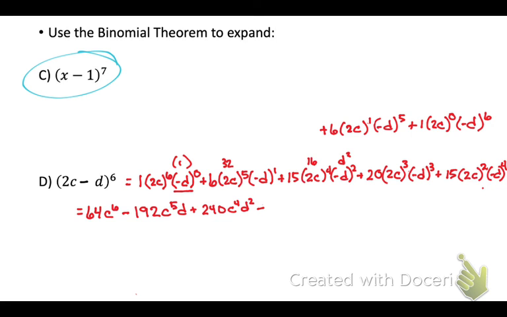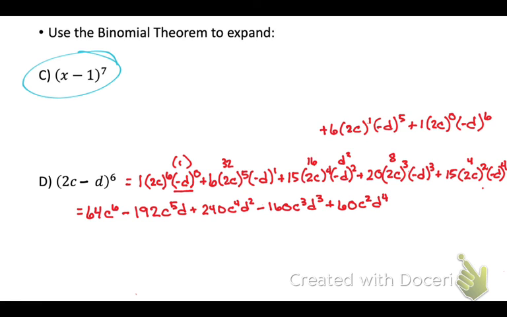And it's going to be negative this time because d is negative, right? Okay, so I need 2 to the 3rd, which is 8. 8 times 20 is 160. c to the 3rd, d to the 3rd. Then I'm going to have a positive again because d is to the 4th. And 2 squared is 4. And 4 times 15 is 60. c to the 2nd, d to the 4th.